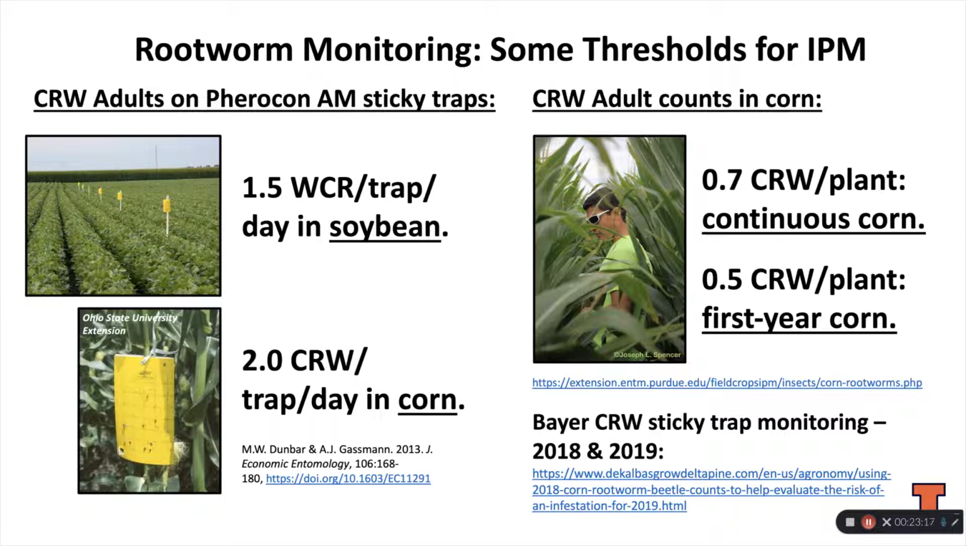A different method for monitoring rootworm abundance is doing adult counts. That's a little bit more challenging, but you essentially count all the live insects you can see moving around on corn plants. If you average more than 0.7 rootworms per plant in continuous corn, or more than half a rootworm per plant in a first-year corn field, that's an indication that you may have a problem if those fields are planted to corn the following year.